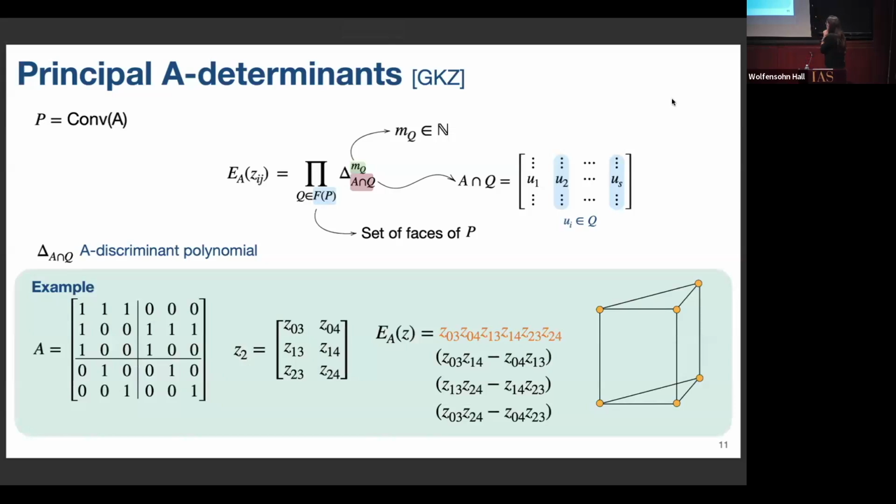Here is one example in the case of hyperplanes. Let me consider this matrix given the monomial support. The Z matrix corresponds to two hyperplanes in the plane that have all non-zero coefficients. Then the principal A determinant is the product of these polynomials, where the linear factors correspond to the vertices of the convex hull of the matrix A, and these other quadratic polynomials correspond to the facets of this polytope.